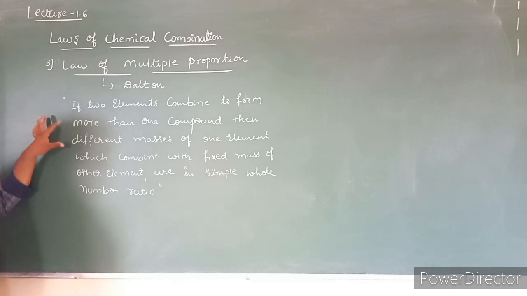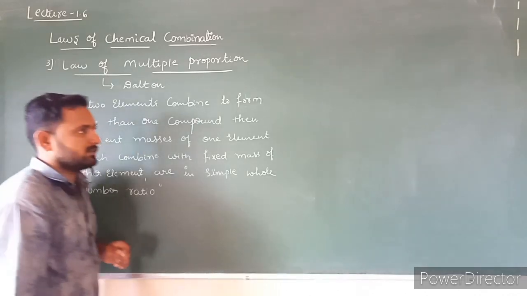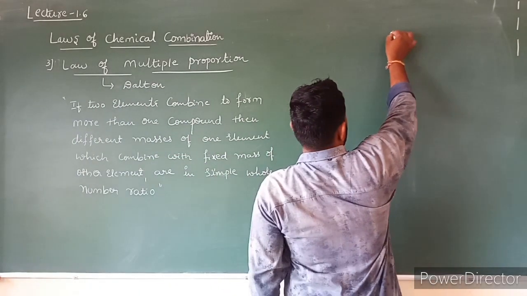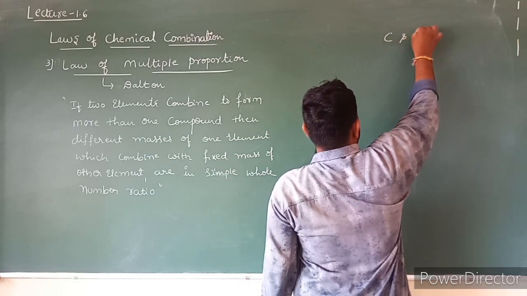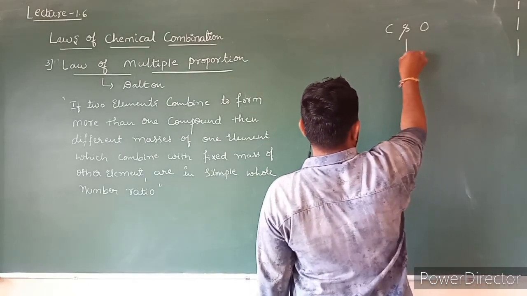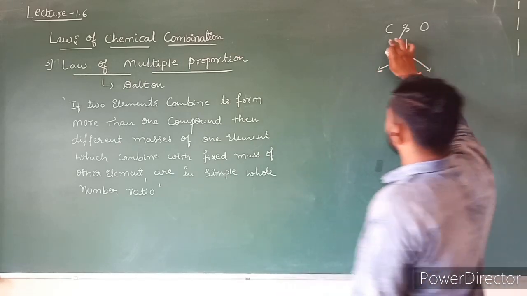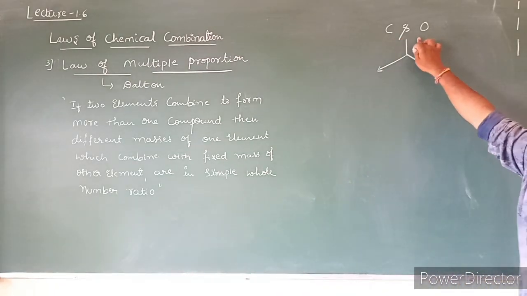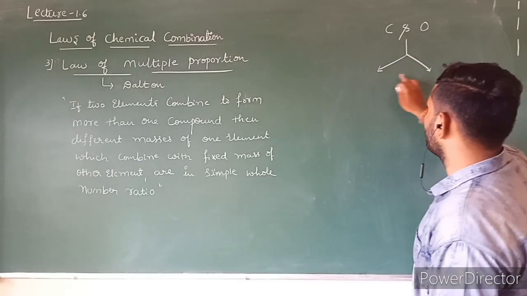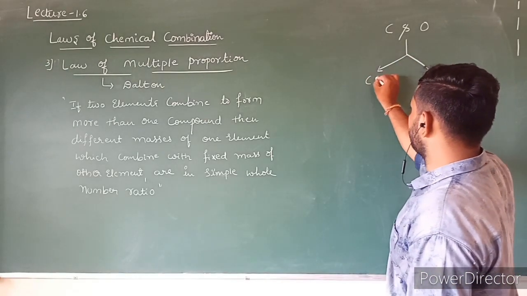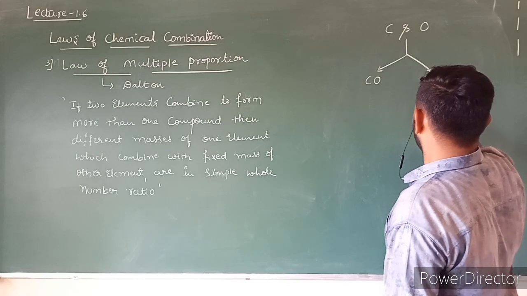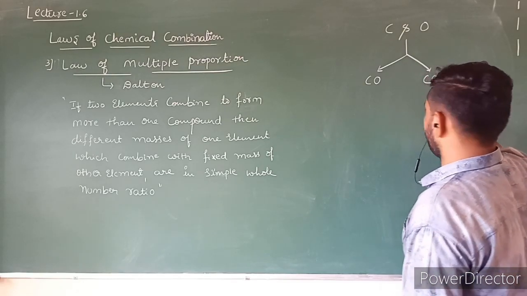Just by reading the statement, we cannot understand the exact meaning of this law. Now let us check one example. Carbon and oxygen. These two different elements, they combine together and form more than one compound. One is carbon monoxide, another one is carbon dioxide.